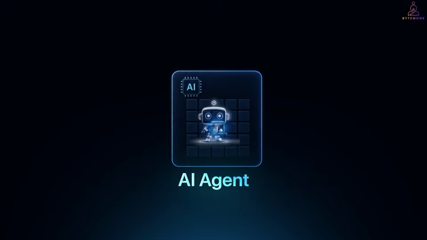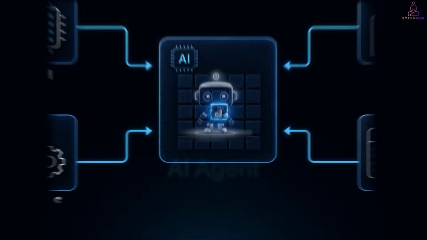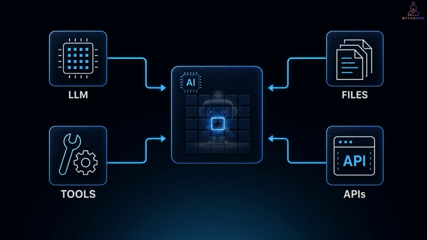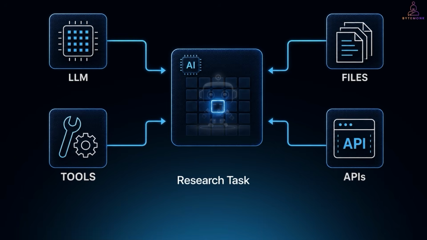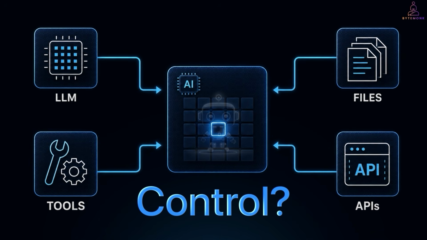Building an agent is surprisingly easy now. You connect an LLM to a few tools, give it access to files or APIs, and suddenly it can investigate an issue, refactor code, or spend hours working through a research task. But can you still control what it does?